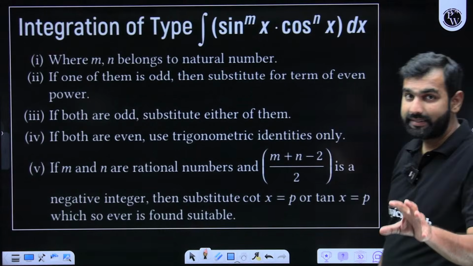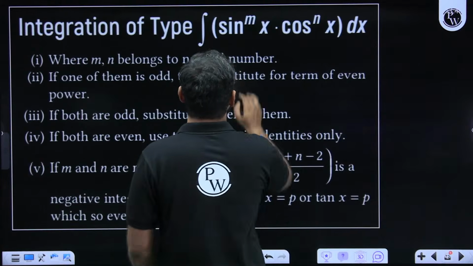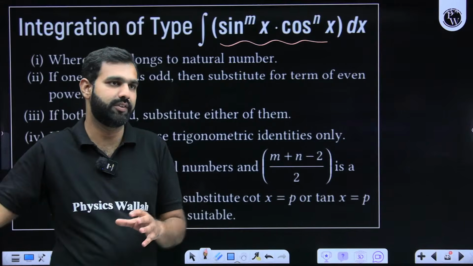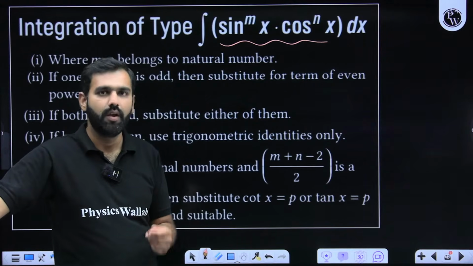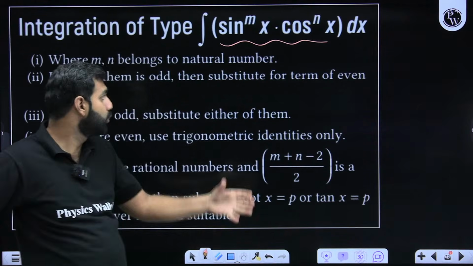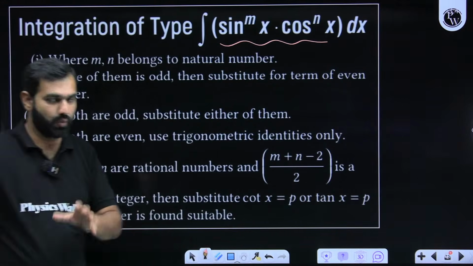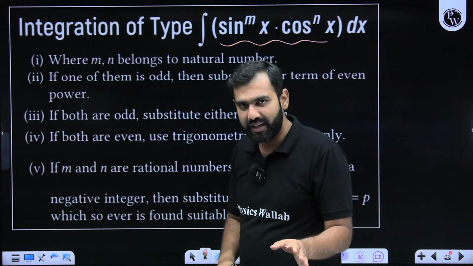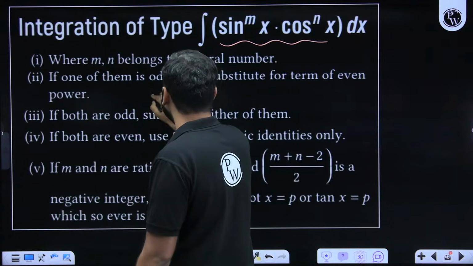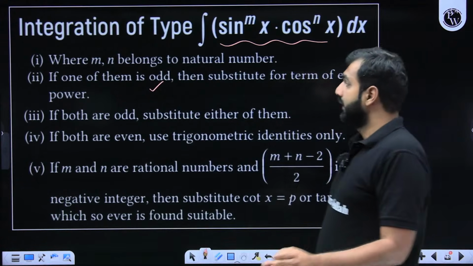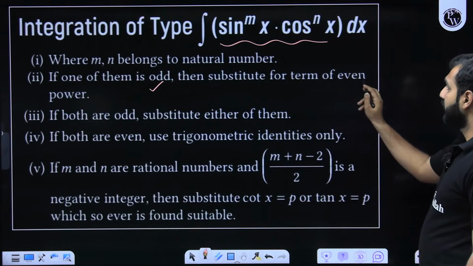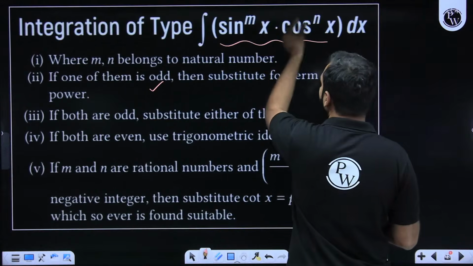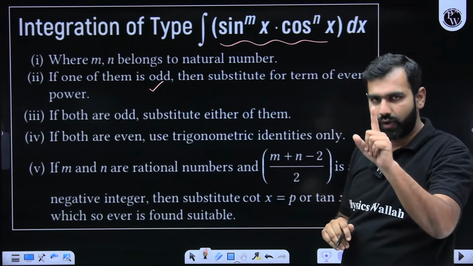Now, this is something very interesting. Let's say you are given sin x into cos x, but sin x and cos x are raised to a certain power. Now, depending on that power, you do certain substitutions and get the answer. What are they? Let's begin with the first one. First of all, yes, m and n should be natural numbers. The condition is, if one is odd, then substitute for the term of even power. So let's say one of them is odd, which means the power of one of m and n is odd.